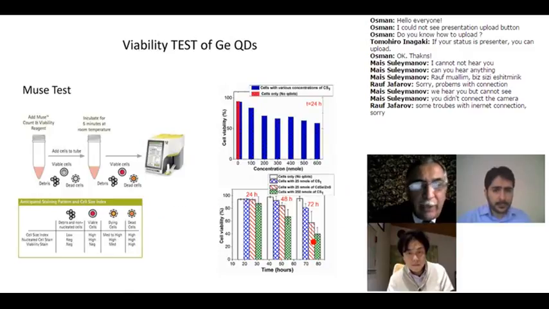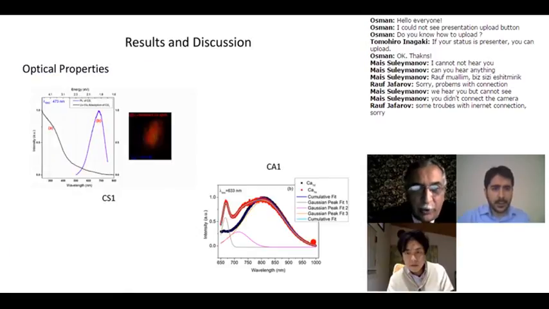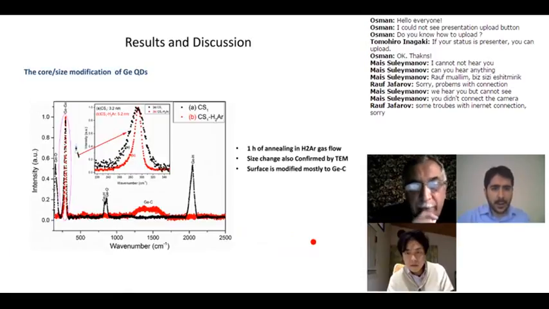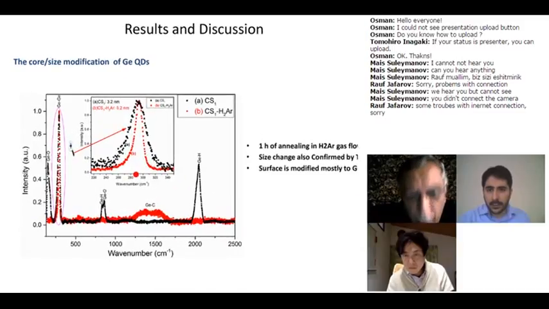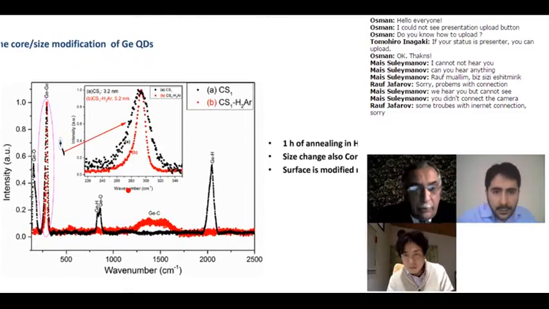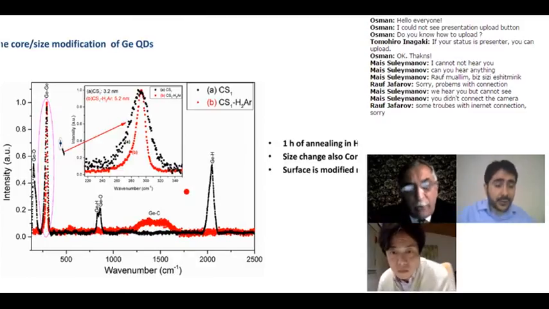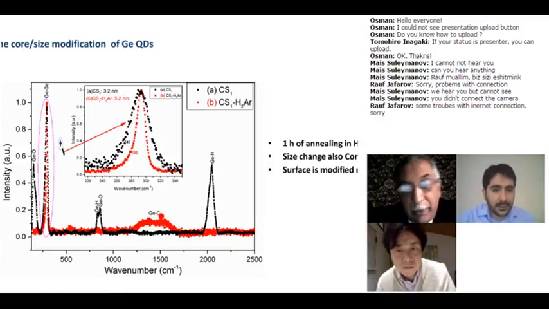Can you go back three slides? Go back. Okay, stop here. No, next. Okay. But here you discuss a maximum around 1050 centimeters. But I think maybe it is some interference peak. No, are you sure that it is something?